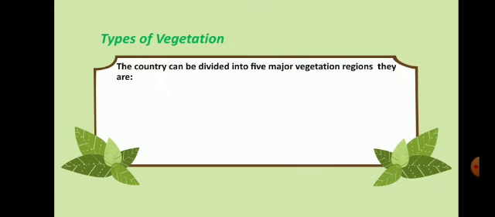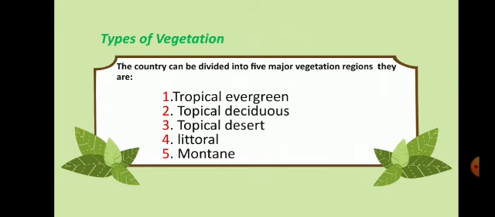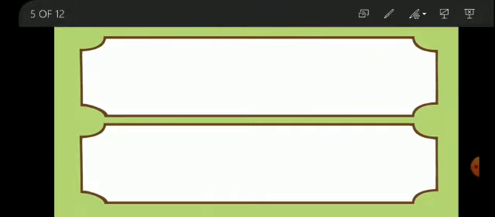So here the country can be divided into five major vegetation regions. They are tropical evergreen, tropical deciduous, tropical desert, littoral and mountain forest. Okay. So first one we'll see tropical evergreen or rainforest.